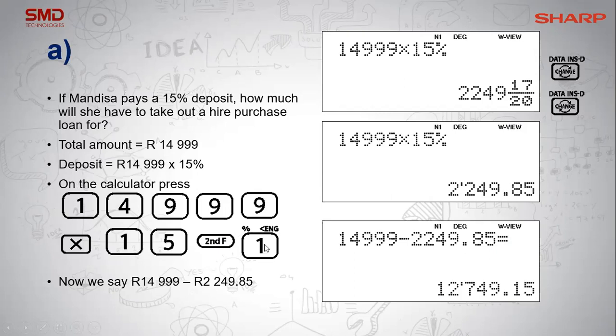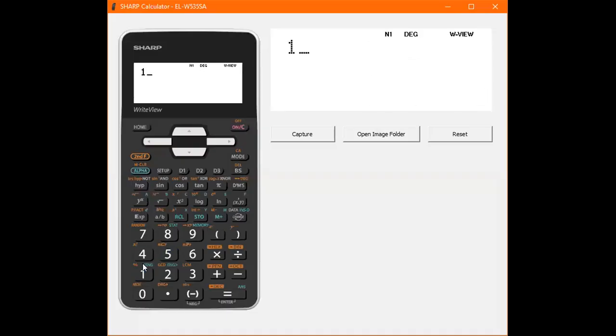Now here, remember, you don't need to press your equal, and let me just do it because, you know, sometimes demonstration is better. So we have 14,999, and we want 15%, so we're going to say 15, second function and 1. And there is my deposit that she has to pay. So she's got to pay 2,249 Rand and 85 cents as a deposit.